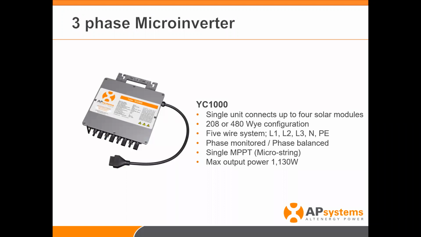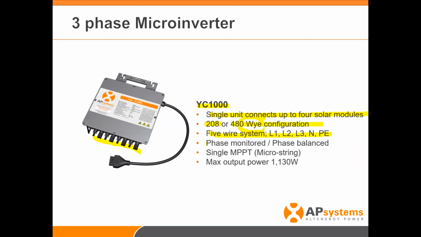The next product I want to talk about is the 3-phase microinverter. This is what we call the YC1000. Again, you can actually see down here, there's 4 inputs down here for 4 different solar panels. So this is the input side. It can be used in a 208 or a 480 volt Y configuration. The Y is the key piece of the puzzle here. It does require a neutral for this particular product. But it is, like I said, a 5-wire system, line 1, line 2, line 3, neutral, and ground.